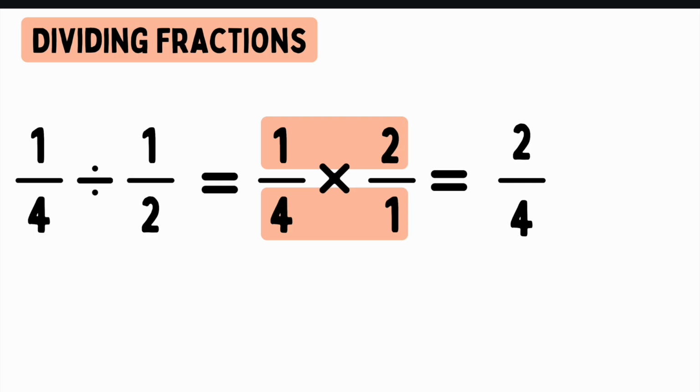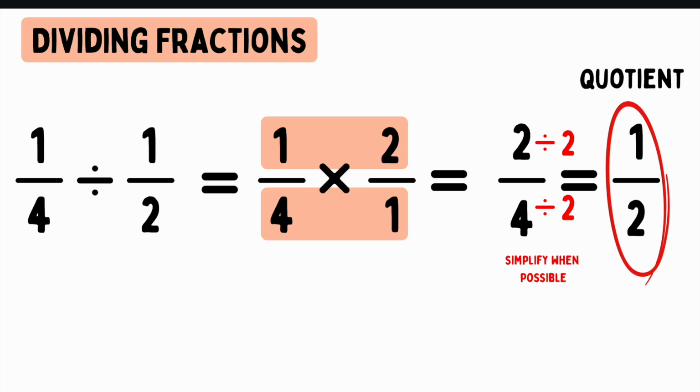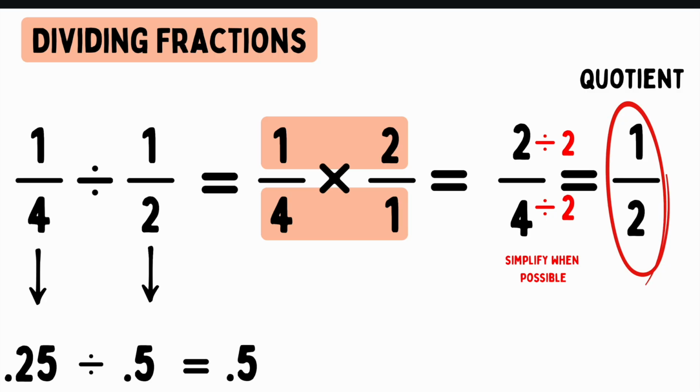We notice that we can simplify by dividing by 2. 2 divided by 2 is 1, and 4 divided by 2 is 2. The quotient is a half. Now let's turn the fractions into decimals. We have 0.25 divided by 0.5, which equals 0.5. 0.5 is the same as a half.